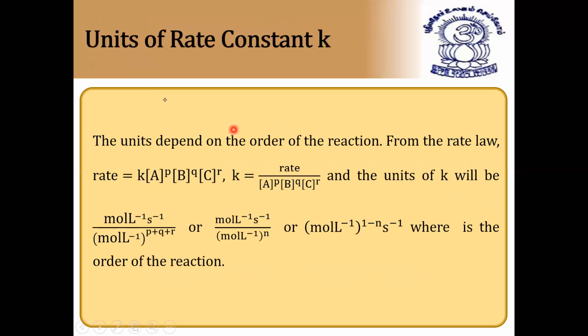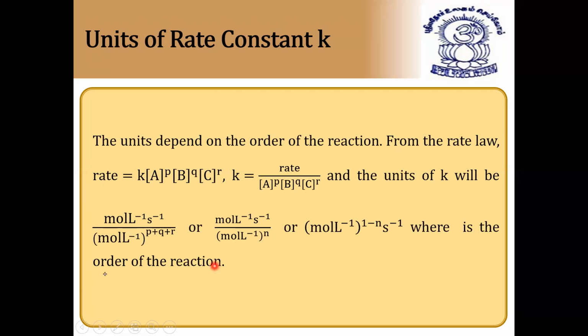Next, units of rate constant. The units depend on the order of reaction. From the rate law, we can say rate is equal to K into A to the power of P, B to the power of Q, C to the power of R, that is concentrations. And the units of K become, since concentration is moles per liter and rate is moles per liter per second.